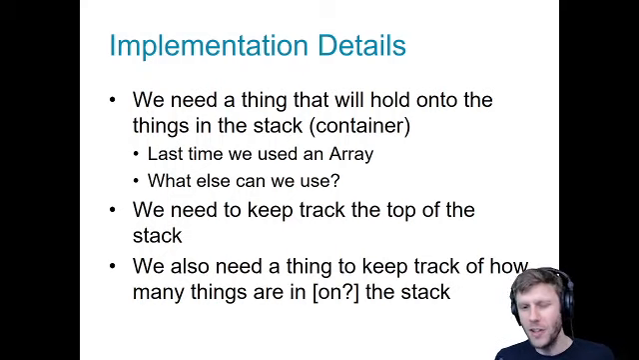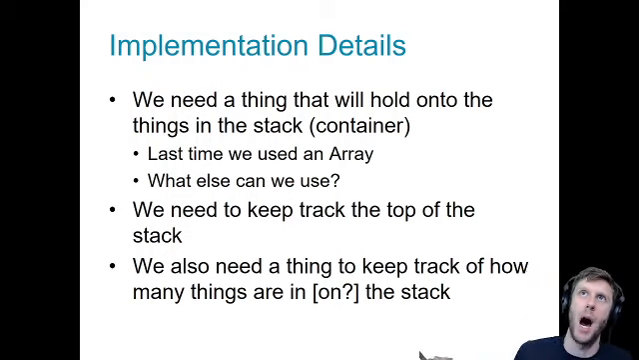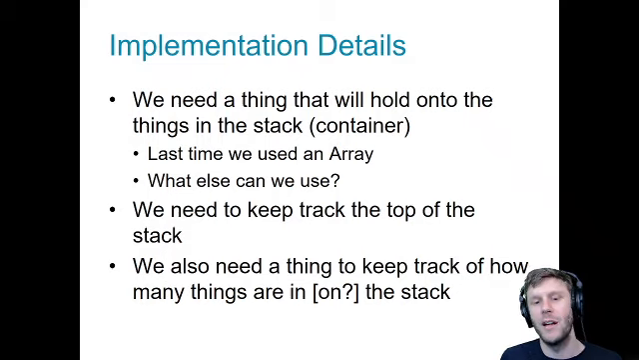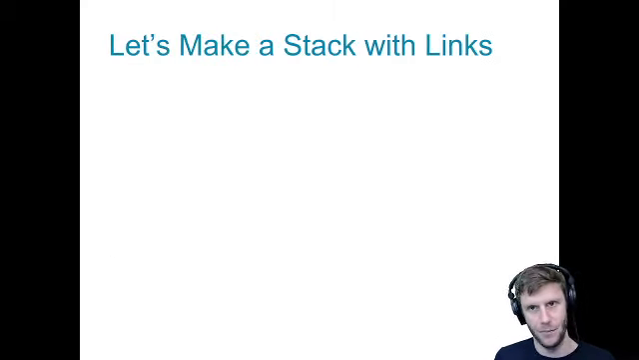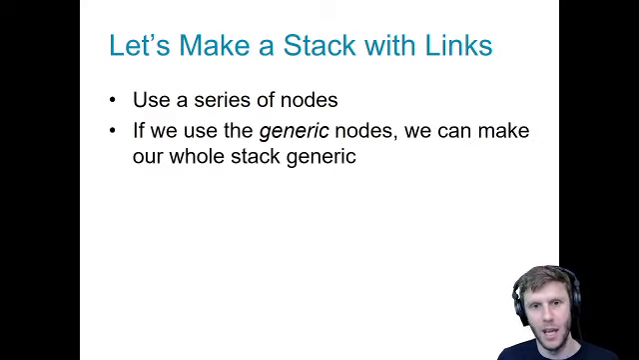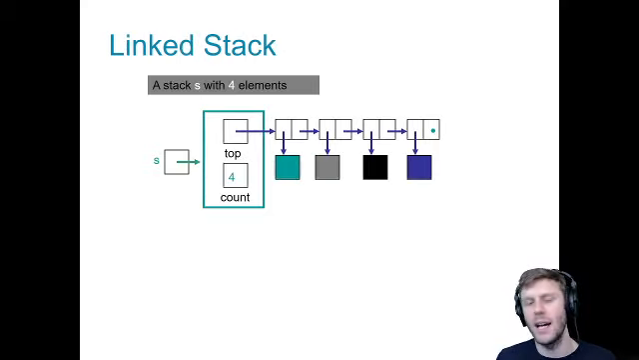So we also need a thing to keep track of how many things are in the stack. Now, with the array, top played double duty, right? It kept track of the next available spot and also how many things were in the array. But here, we're going to have to figure out how to take these ideas and make it work with the link structure. So let's do it. We're going to use a series of nodes, obviously. If we use the generic nodes, we can make the whole stack generic. Awesome, we like this.